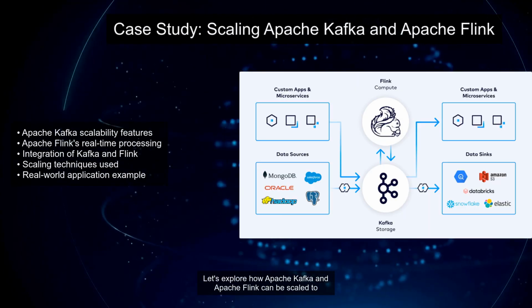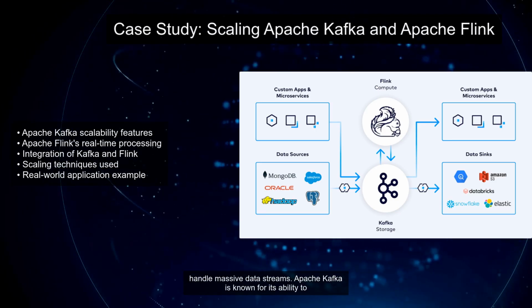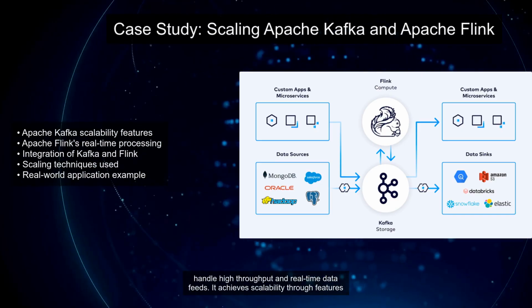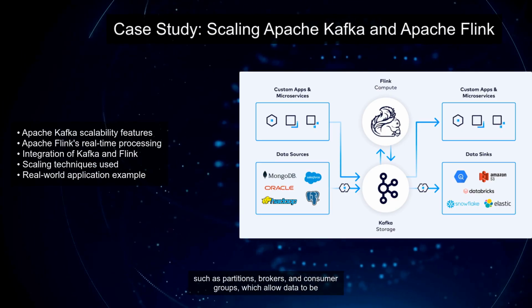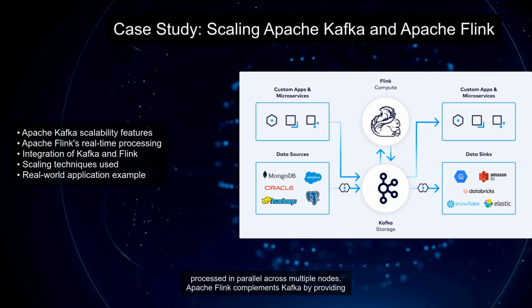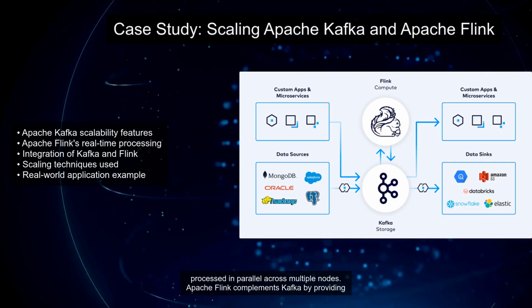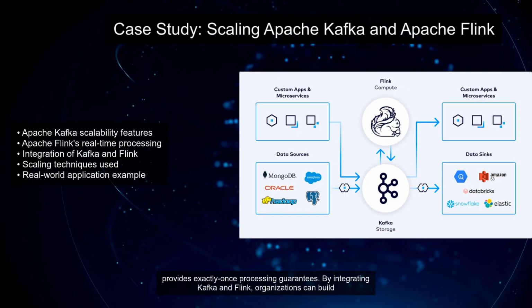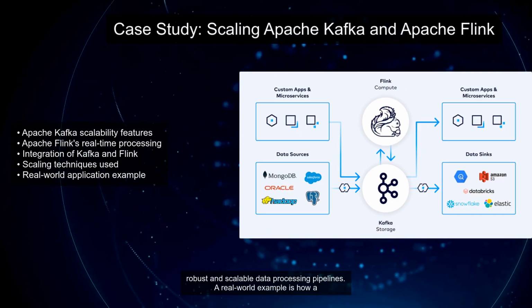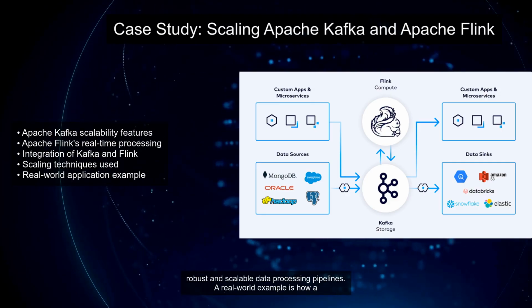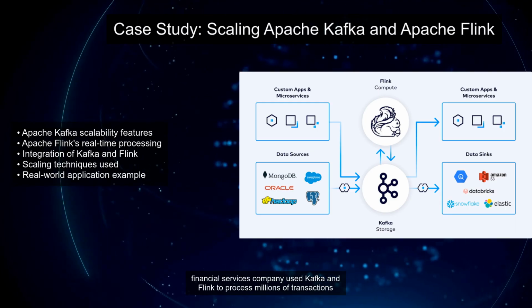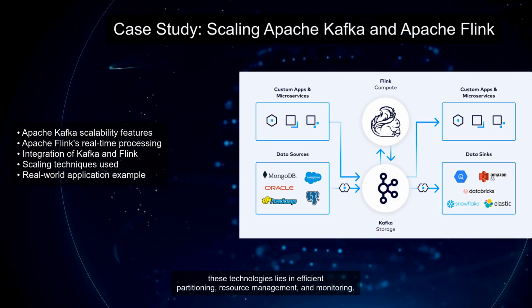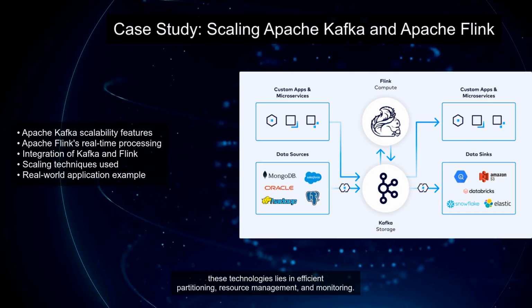Let's explore how Apache Kafka and Apache Flink can be scaled to handle massive data streams. Apache Kafka is known for its ability to handle high throughput and real-time data feeds. It achieves scalability through features such as partitions, brokers, and consumer groups, which allow data to be processed in parallel across multiple nodes. Apache Flink complements Kafka by providing real-time stream processing capabilities. It is designed to handle stateful computations and provides exactly once processing guarantees. By integrating Kafka and Flink, organizations can build robust and scalable data processing pipelines. A real-world example is how a financial services company used Kafka and Flink to process millions of transactions per second, ensuring real-time fraud detection and analysis. The key to scaling these technologies lies in efficient partitioning, resource management, and monitoring.